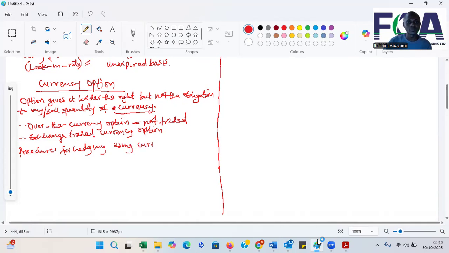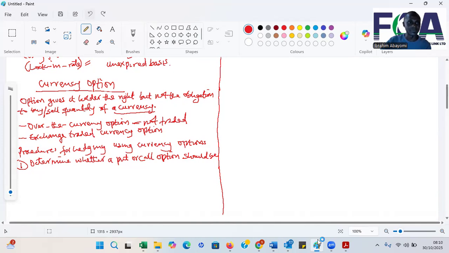Using currency option. Number one, determine whether a put or call option should be bought. You are buying here, not selling.